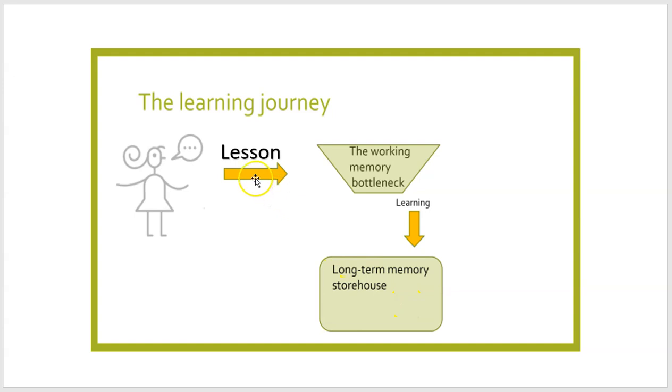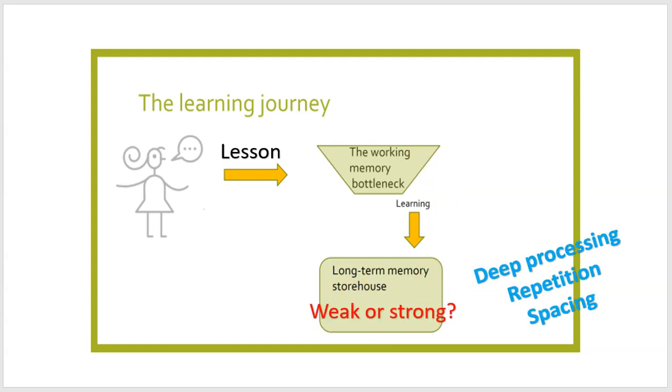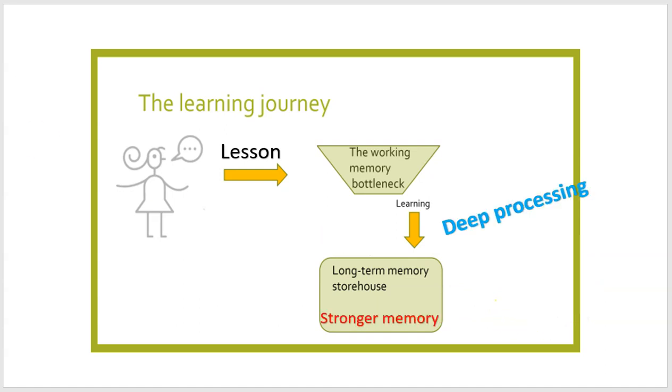So we have the learning journey. We're learning stuff, and our working memory system is processing information. And what we hope to do is to store information in our long-term memory system in the cerebral cortex. But whether we have weak or strong memories in the cortex will depend on the quality of our studying. So we want to use these techniques over here on the right: deep processing, repetition, spacing. You'll recall the deep processing tasks are the ones that produce a memory advantage.